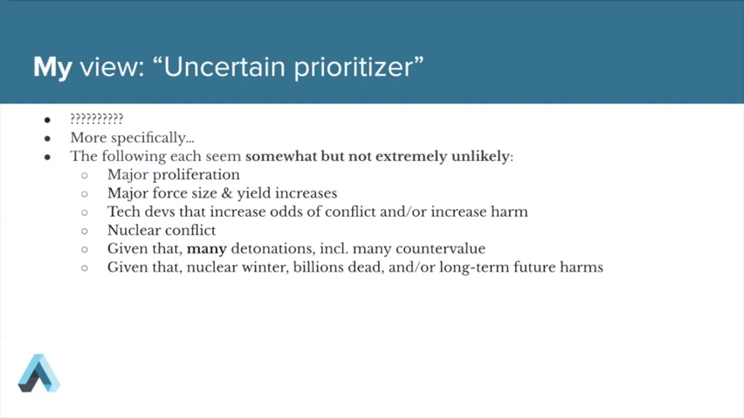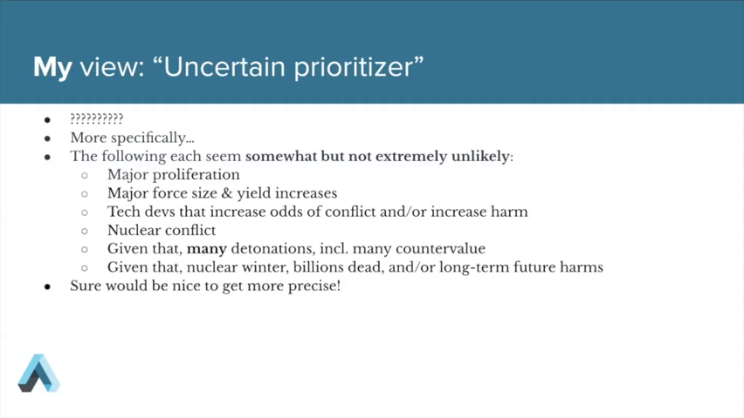And given that, it seems unlikely, but not extremely unlikely, you would have nuclear winter, billions dead, and/or long-term future harms. I say and/or because nuclear winter, I think, is the main way you could have a harm to the long-term future, a sort of existential catastrophe, the extinction, or permanent worse future. But I don't think nuclear winter is the only way. There could be other scenarios, which we could return to in the Q&A if you wish.